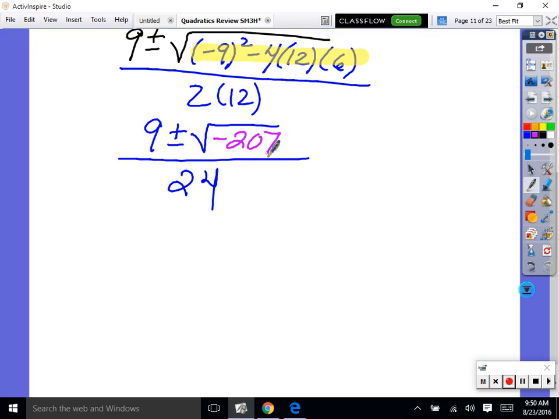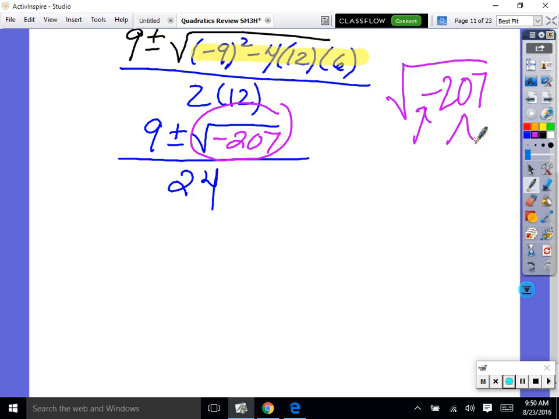Okay, now remember, this is where we go off to the side and say, okay, I need to continue to simplify. I'm going to simplify this section. Negative 207, I'm going to ignore the negative for right now. We know that's where our i comes from, but we're going to ignore it for right now. What are some factors of 207? Factors mean what multiplied to be 207. What are some factors? Any factors? 9 times? Okay, so tell me what the other factor is.